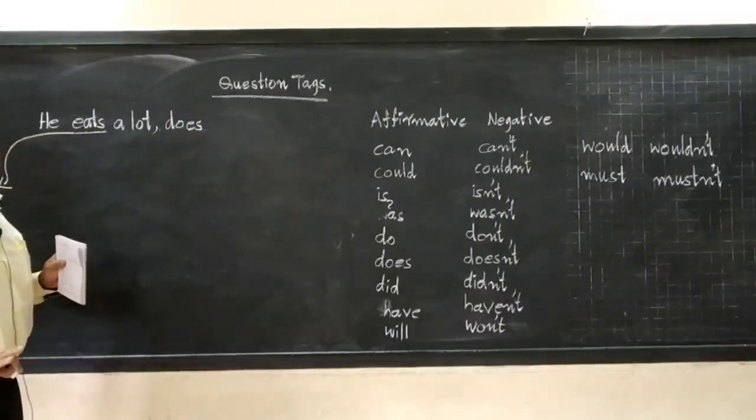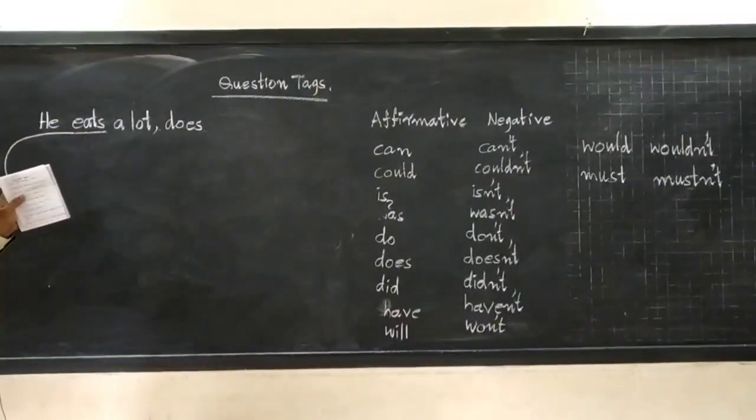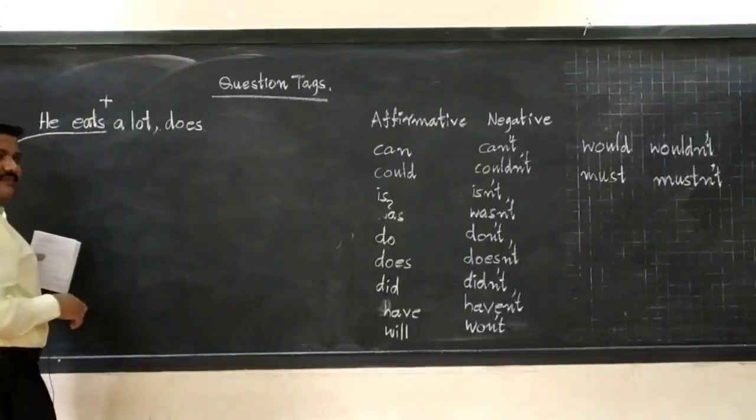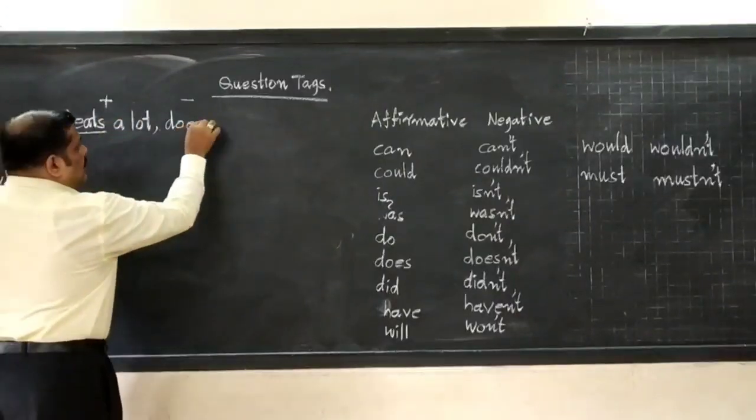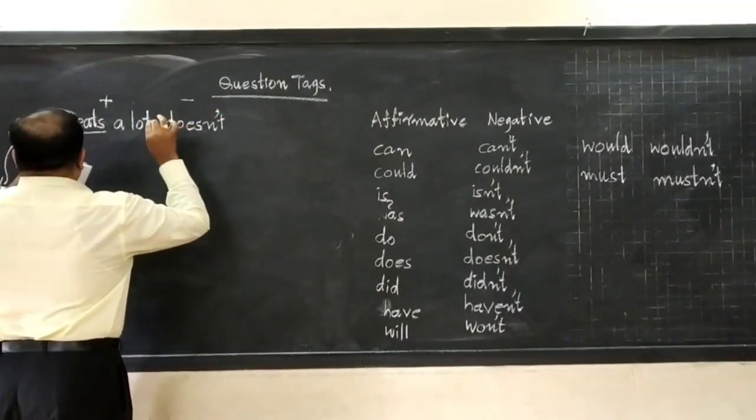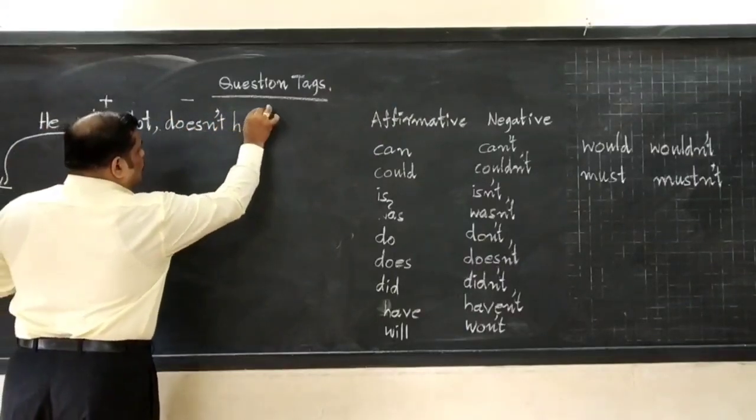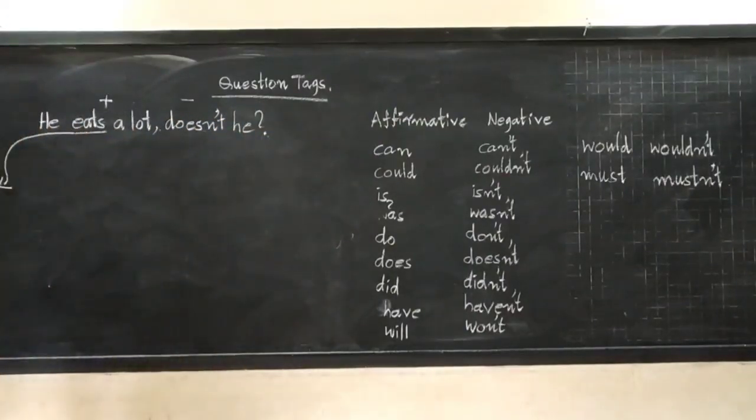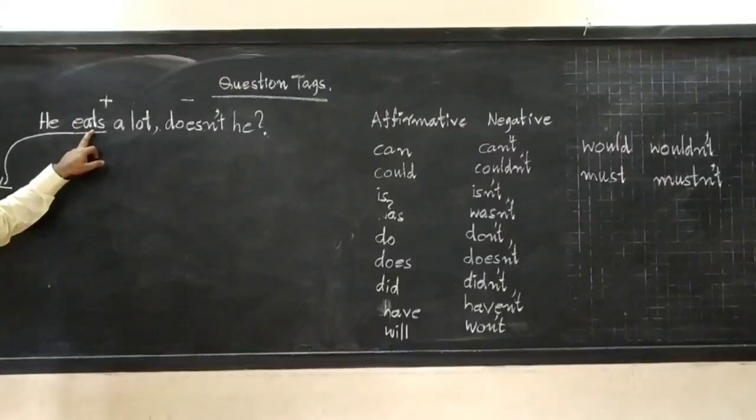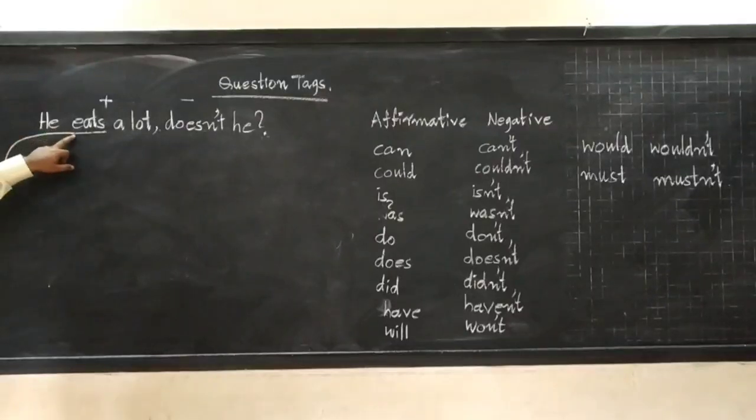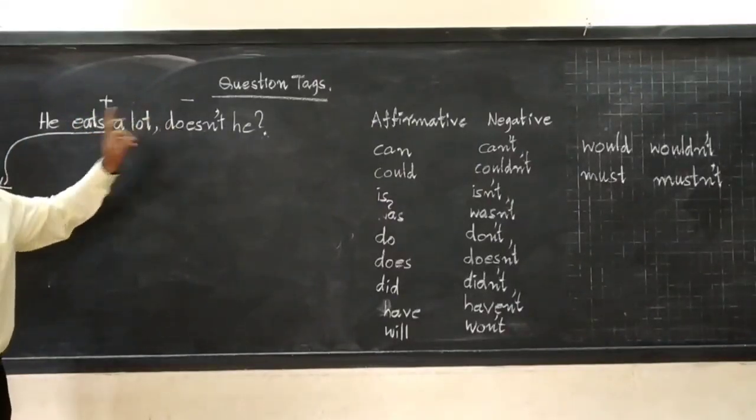Now, your task is almost over. Now, find out whether it is a positive tag or negative tag. The statement is positive, right? So, the tag should be negative. Now, convert the positive into negative. Doesn't. Add the pronoun, that is, doesn't he. The answer is very clear. He eats a lot. Doesn't he? Eats. The answer was not direct. We found the answer through magic words. Eats and does, that is the matching. So you wrote doesn't he.